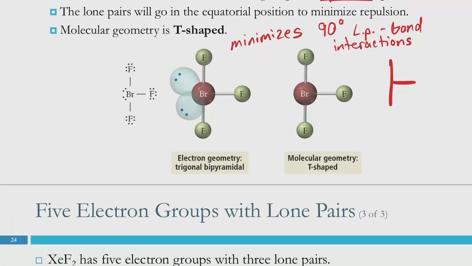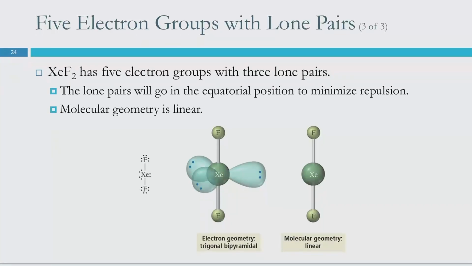We can also have 3 lone pairs. If we have 3 lone pairs, the lone pairs go into the equatorial position, just like they did before. Again, to avoid those 90-degree interactions. And we end up with linear molecular geometry. And we should have a 180-degree bond angle because the lone pair forces will cancel out because they're applying equally to both sides in all directions.